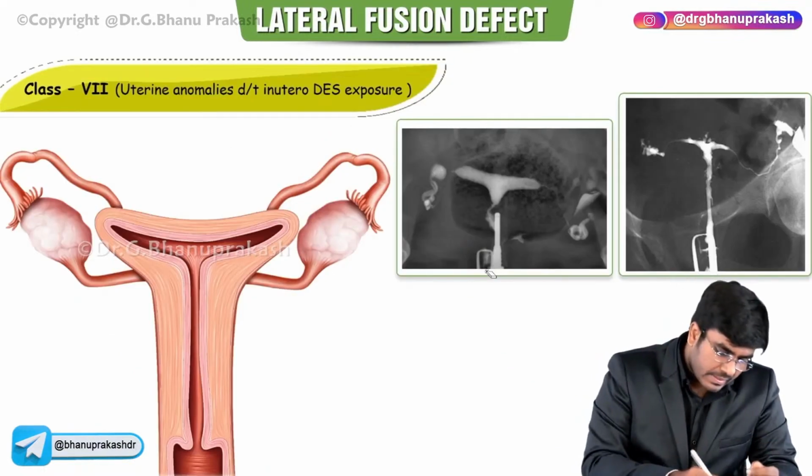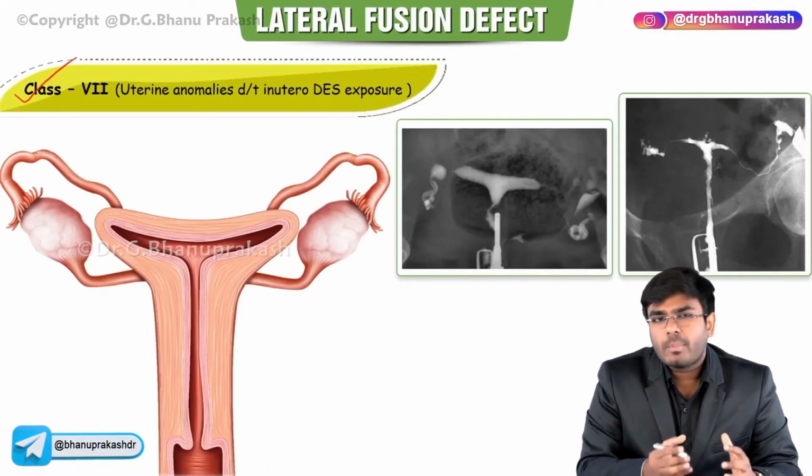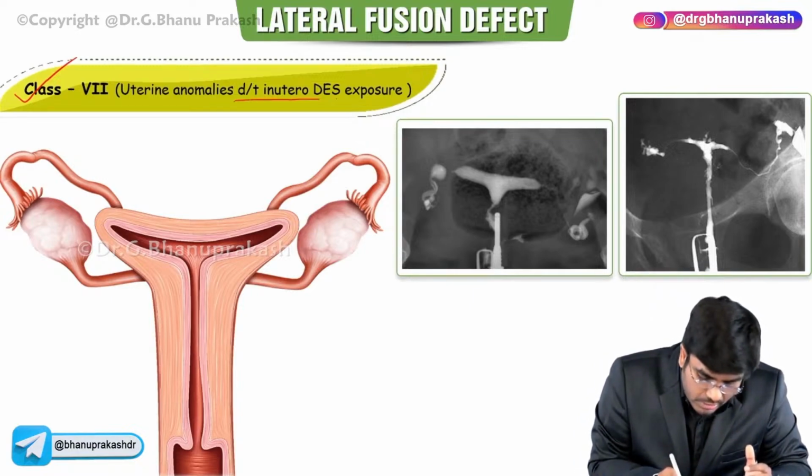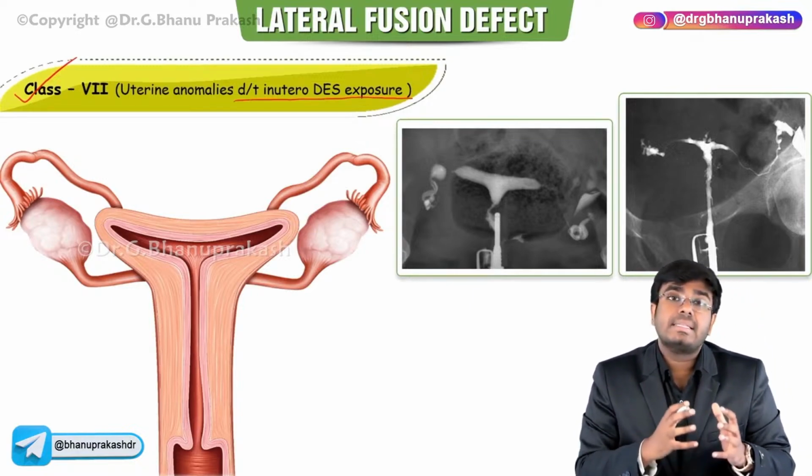After this, let's talk about the class 7 anomaly, and these uterine anomalies are due to exposure to diethylstilbestrol.